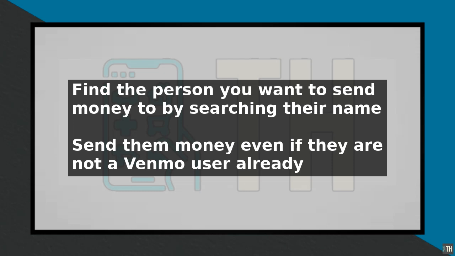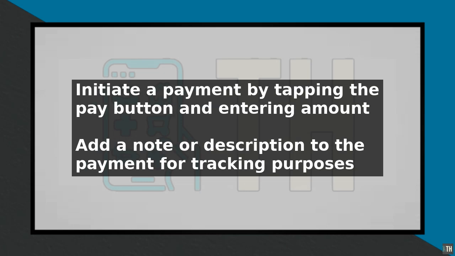If everything looks good, confirm the payment by tapping the Pay button. Venmo will then prompt you to select a funding source for the payment. Choose the account or card you want to use and confirm the payment.